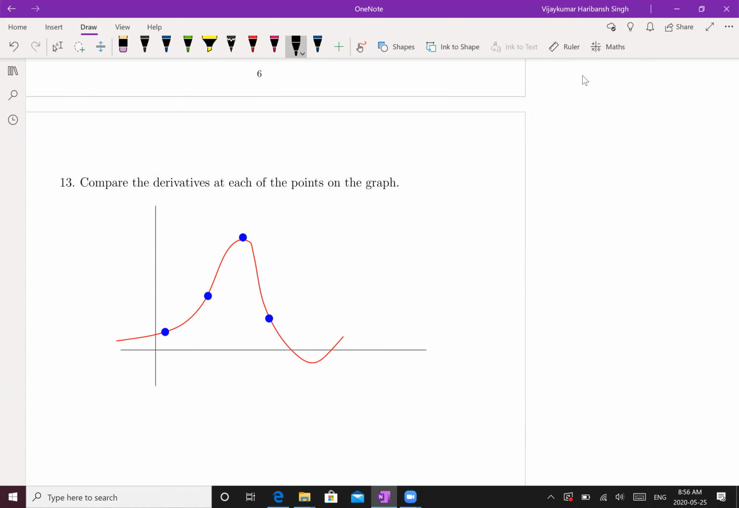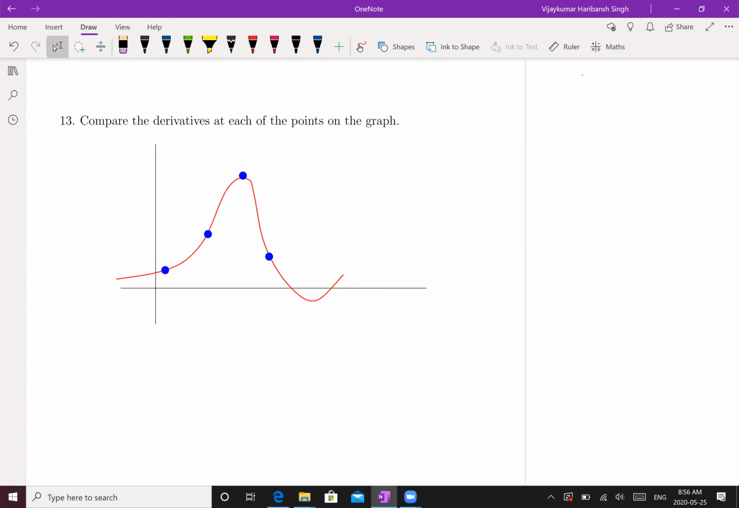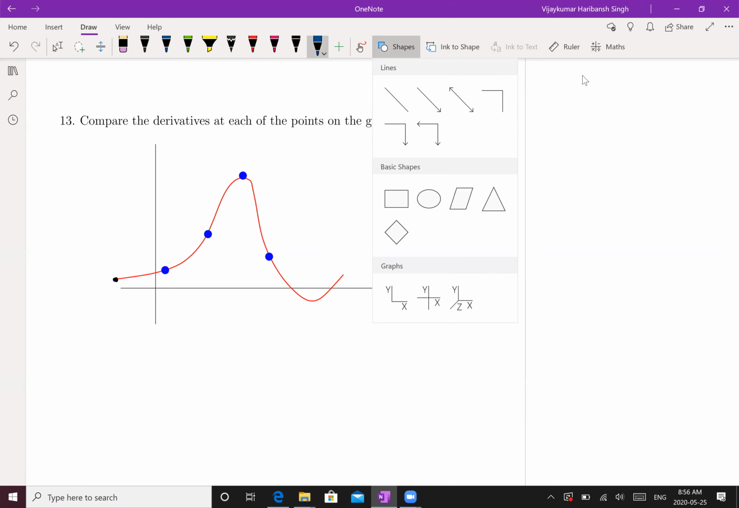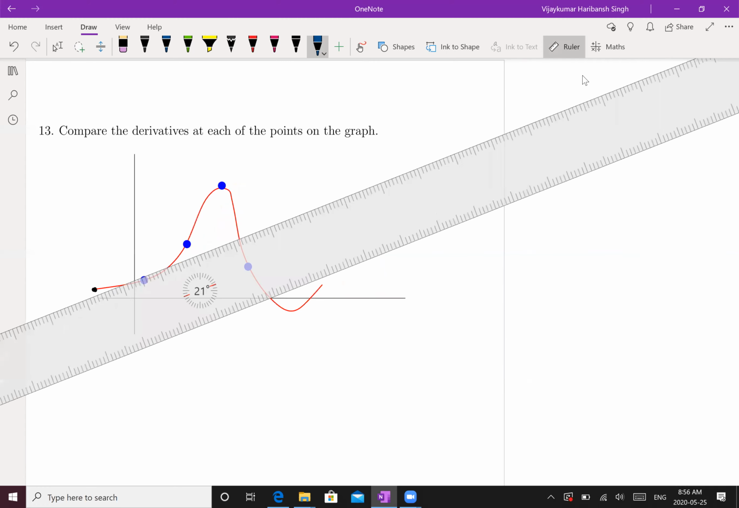Compare the derivatives at each point of the function. So can we try to compare the derivatives here? So consider from this part to this part. Derivative is the slope of the tangent line, so let's draw the tangent lines and see what we get. So this is how the tangent line will look.